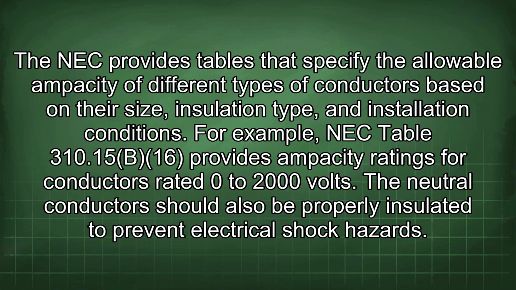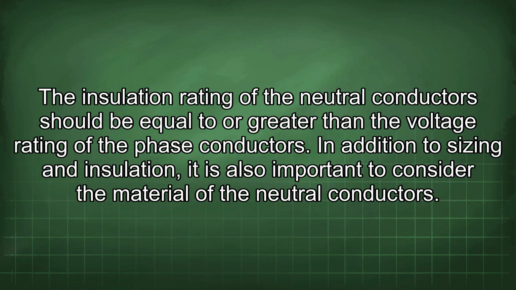310.15(B)(16) provides ampacity ratings for conductors rated 0 to 2000 volts. The neutral conductor should also be properly insulated to prevent electrical shock hazards. The insulation rating of the neutral conductors should be equal to or greater than the voltage rating of the phase conductors. In addition to sizing and insulation, it is also important to consider the material of the neutral conductors.